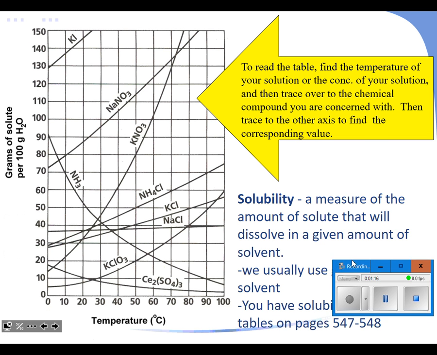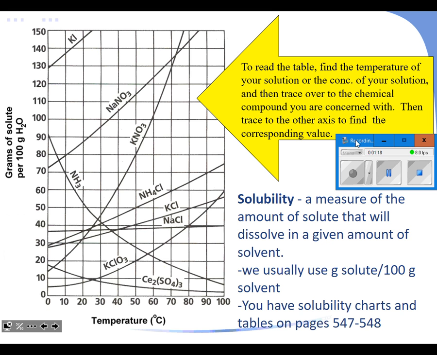Now we have these things called solubility curves, and solubility is just a measure of the amount of solute that will dissolve in a given amount of solvent. We typically on these graphs are going to use grams of solute in 100 grams of solvent. Most of ours will be grams of water. We will have, like I said, solubility charts like this on our classwork. We have them on our homework. And you'll have one on your test.